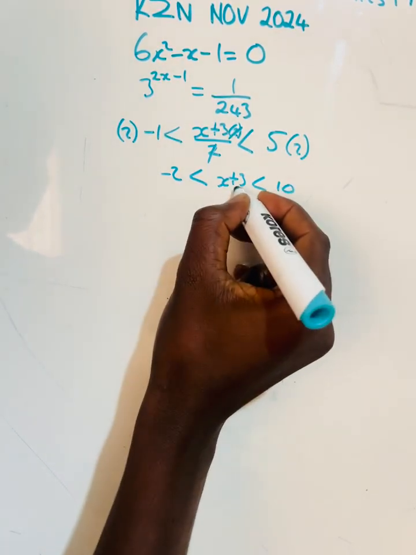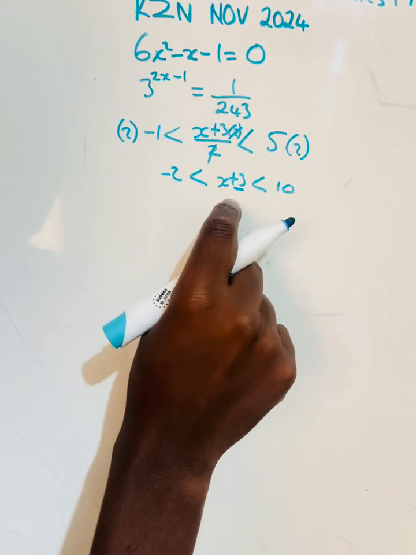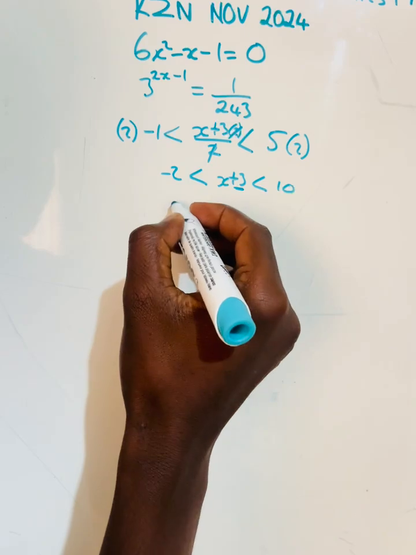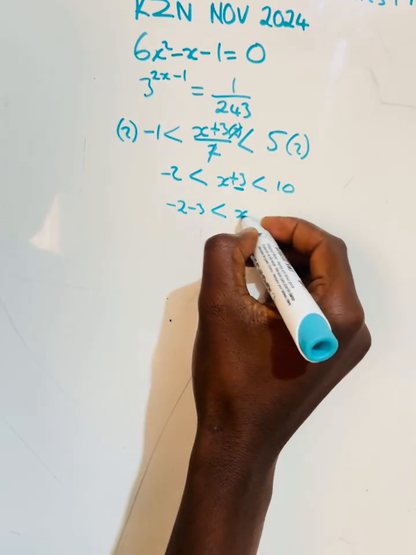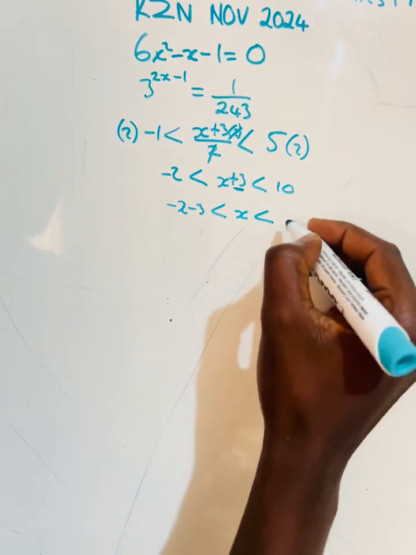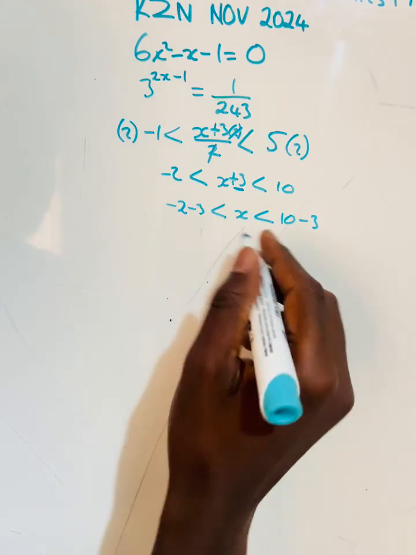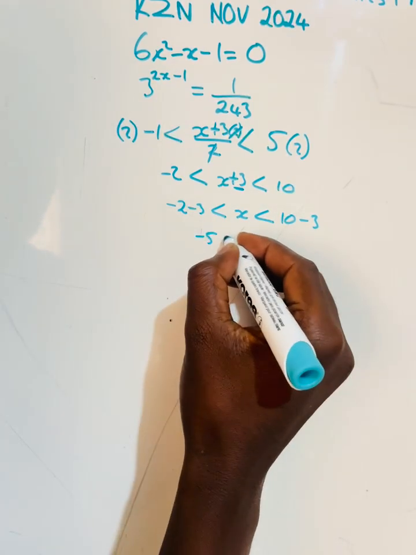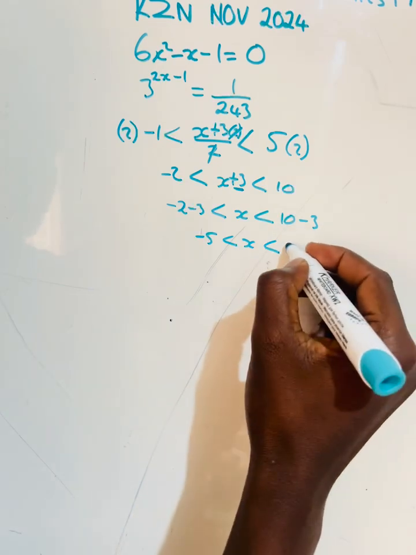Now observe we've got this positive 3 here, but we want x to remain here in the center. What do we do? We're going to transpose it to the left side, so we've got negative 2, negative 3 is less than x. Then we're going to transpose it to the right side, so it becomes minus 3. Negative 2, negative 3 gives us a negative 5, less than x. 10 minus 3 is equal to 7.